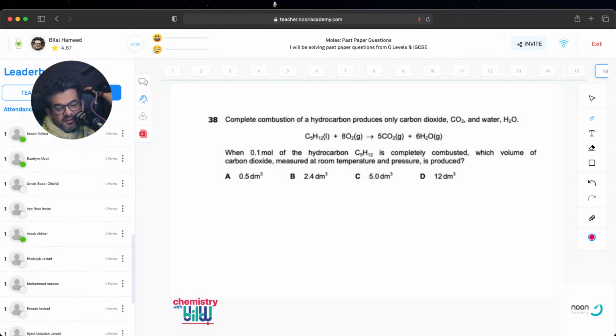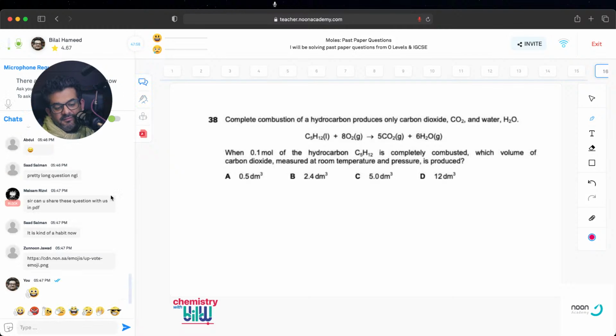All right. Moving along. What do we have? So now how do you answer this question? The complete combustion of a hydrocarbon produces only carbon dioxide and water. When 0.1 moles of the hydrocarbon C5H12 is burnt, now they've already given you the mole of your known quantity. So they have done step 1 for you. They want the volume of carbon dioxide. So that's your unknown. So step 1 is done. It's 0.1 mole of C5H12.